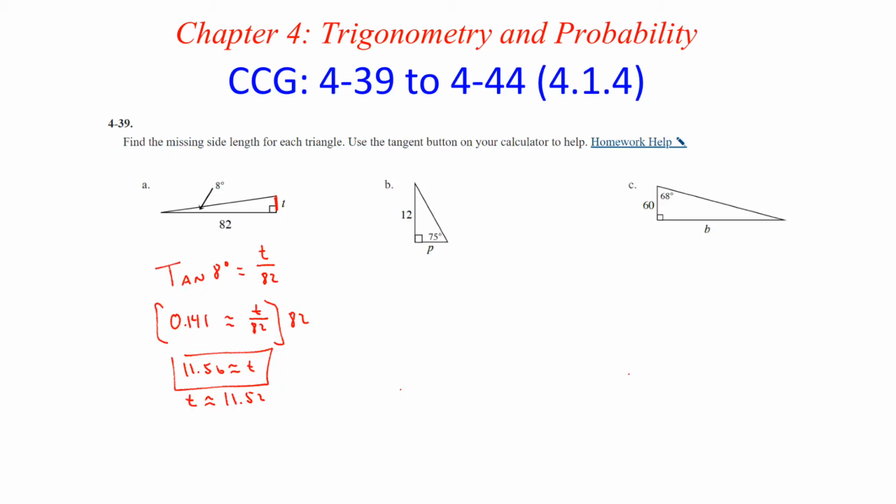On part B, on this one we have tangent of 75 degrees, and delta y this time is 12, and delta x would be p, so your slope ratio. So tangent of 75 degrees is approximately 3.732, and so that's approximately, and then we'll multiply both sides by p. So that'll be 3.732p is approximately equal to 12. And then we can divide by 3.732. And so we'll get p is approximately 12 divided by 3.732, 3.215.